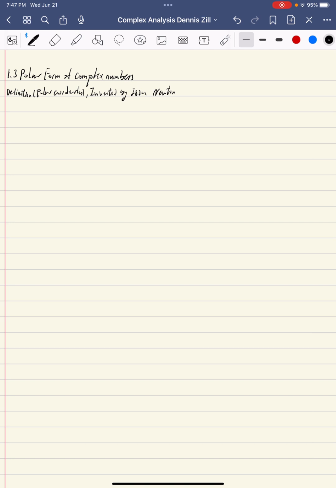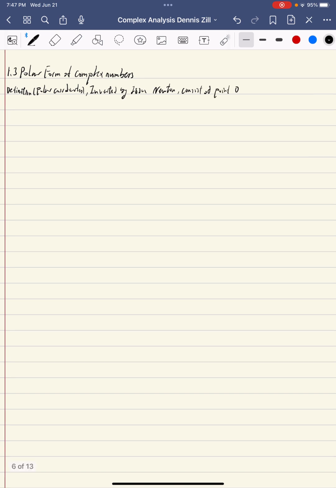Consists of a point O called the pole and the horizontal line, or horizontal half line, right? Emanating. Sorry, it should be radiating. I think the textbook is incorrect. It should be radiating from the pole. It is called the polar axis.